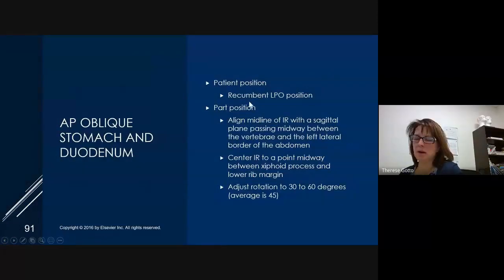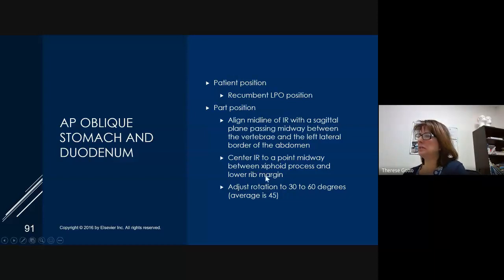Okay, and now we're in our LPO position. So we've done our RAO, we've done our PA, we've done our right lateral. Now we're coming back around the other way. So we're going to do an LPO. We're going to line the midline of the IR with the sagittal plane. And we're going to go midway between our spine and the left lateral border. So the same kind of centering because the stomach is on the left side of the patient, okay? You're going to center it to a point that's midway between the xiphoid process and the lower rib margin, okay?